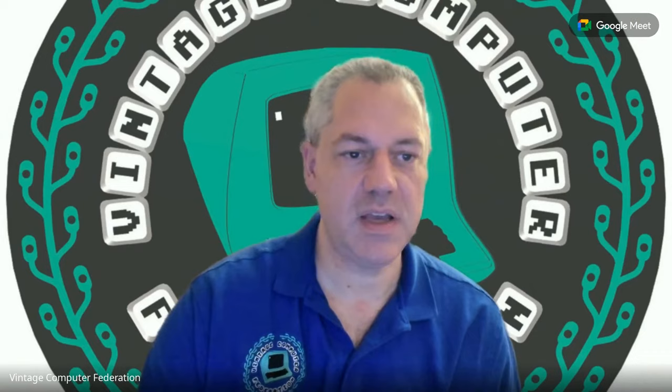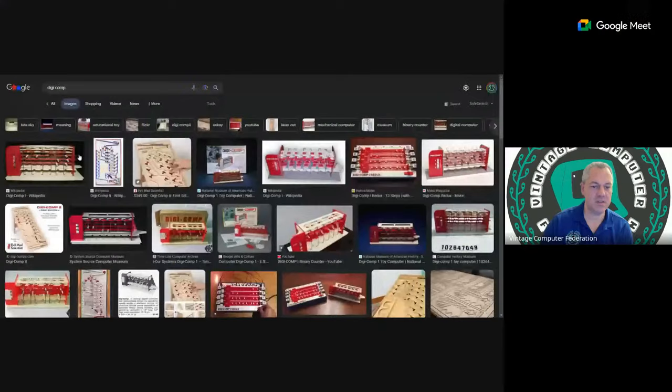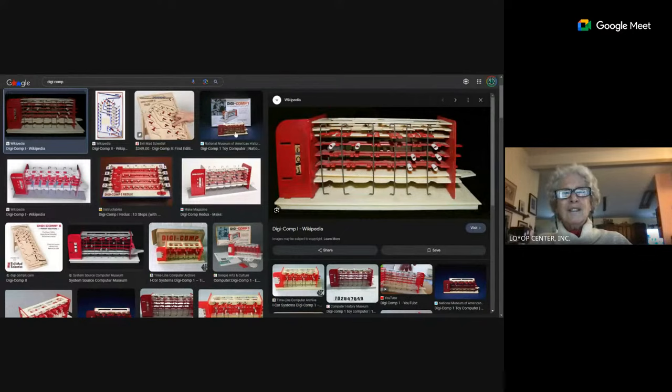Was it Digicomp? Yeah, Digicomp. Digicomp, yes. We have one of these in the museum. Yeah, Cardiac was earlier, I think. Okay. I had that as a kid, and I was able to figure out how to use it, but I didn't really understand how it worked until about 5 years ago. What's going on in there is quite subtle. Exactly. But at least you get a physical model that you can begin to think about.